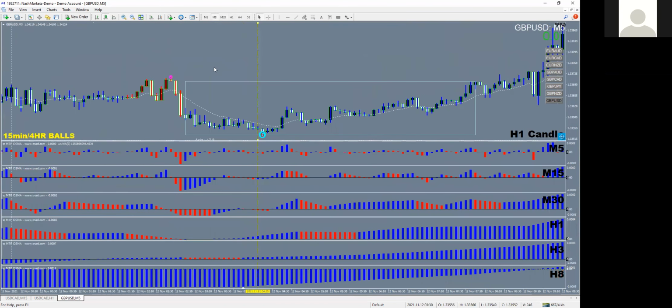And move the bar over to your 6 ball. What does it look like here? Not ready yet. Well, your M30 was red, so it's going to remain red, right? Now you're basically deciding, should I enter the 5-minute or the 1-minute? Oh, okay. So if you decide to enter on the 5-minute, where would your entry be?